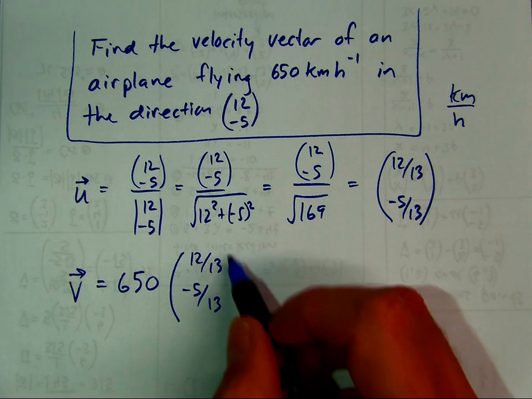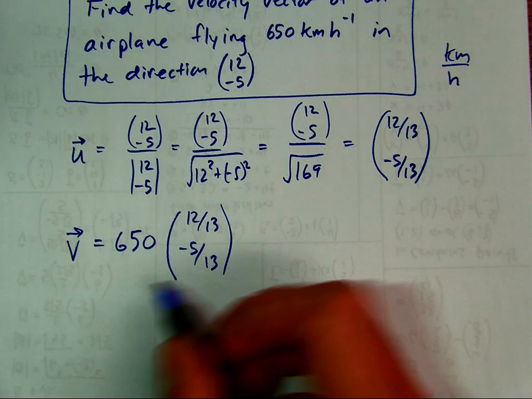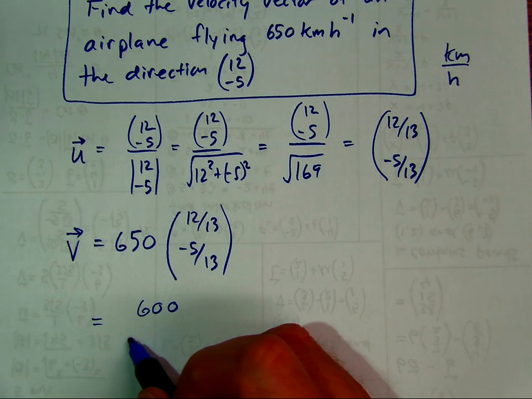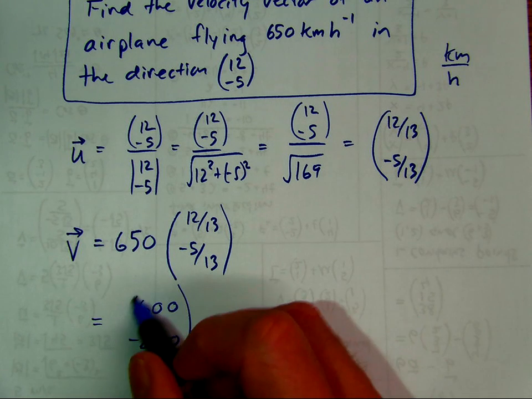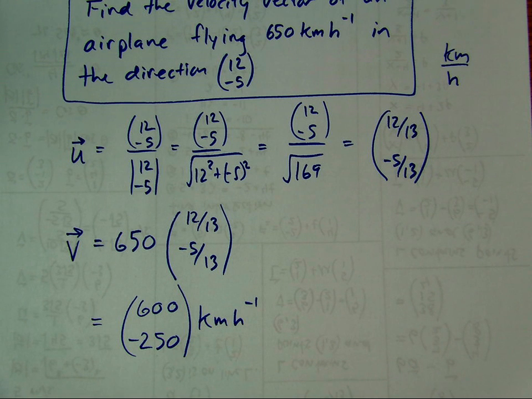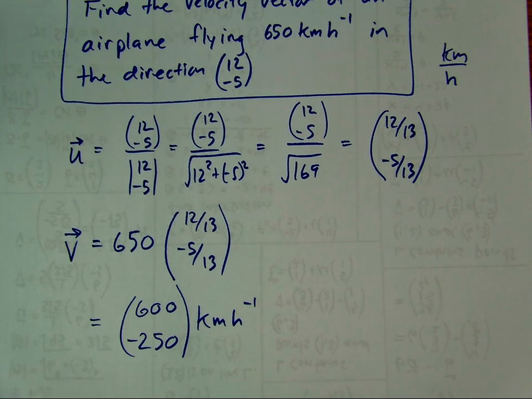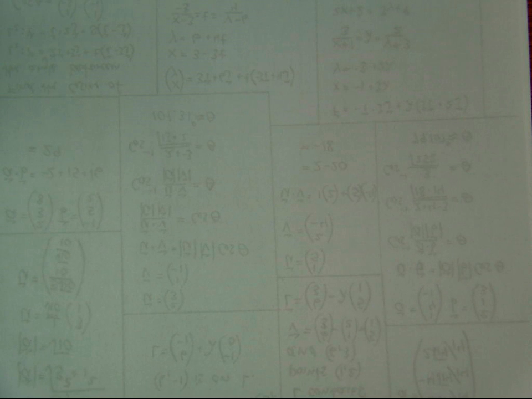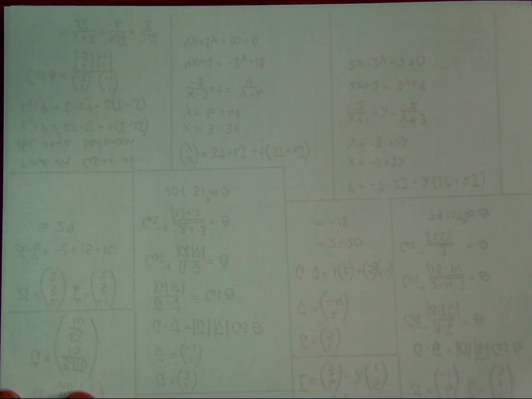And that reduces to 600, negative 250 kilometers per hour. Okay, now we do the vector equation of a line.